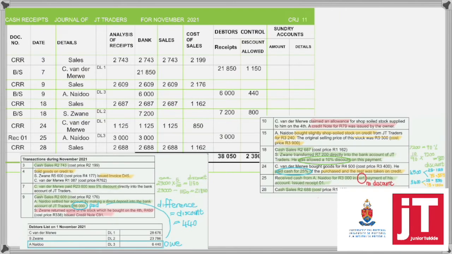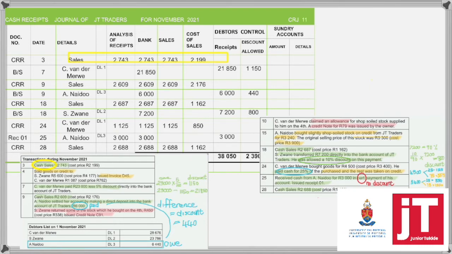So if we now look at the cash receipts journal, and I'm not going to fill this in line by line. By now you should be able to know how it works, but I'll bring your attention to a few things. So first of all, the first transaction on day 3 is a sales transaction. So when we record sales or cash sales, the document is always CRR, and the details is sales. We'll go to analysis of receipts.